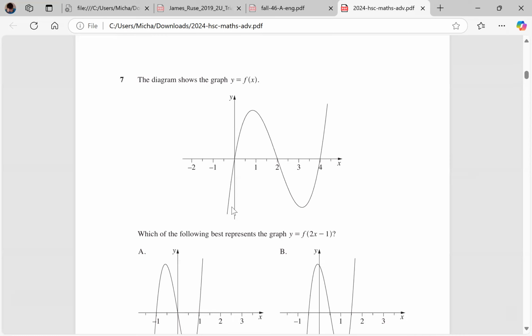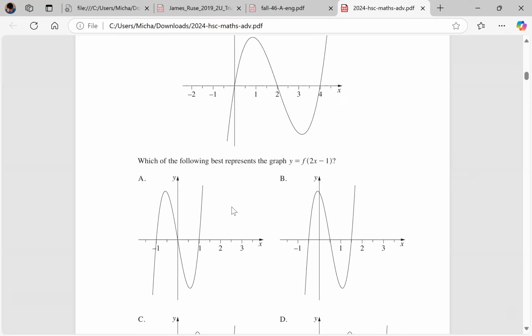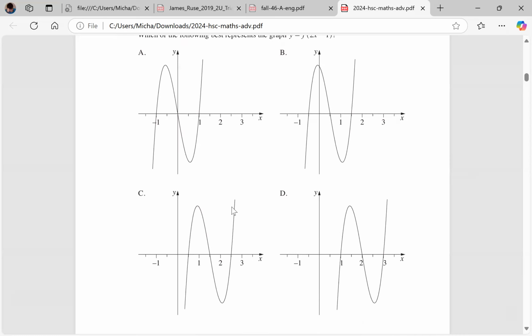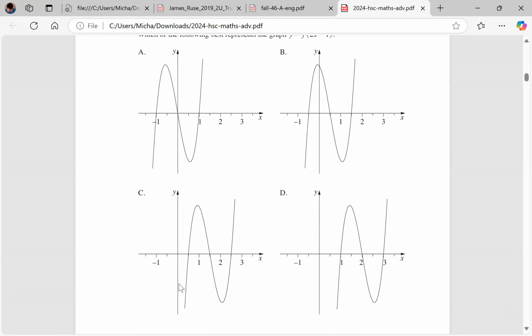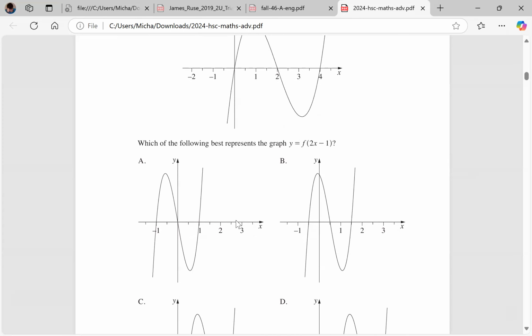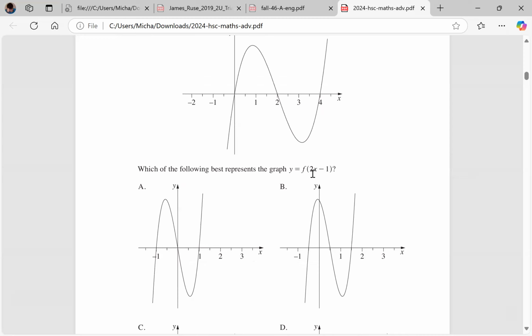I mean, you could check something else just to be sure. Like, for example, what happens when x is 0 here? It seems to be really negative. Whereas when x is 0, you just get f of negative 1. Okay, that seems to agree. But here f of 0 is positive.